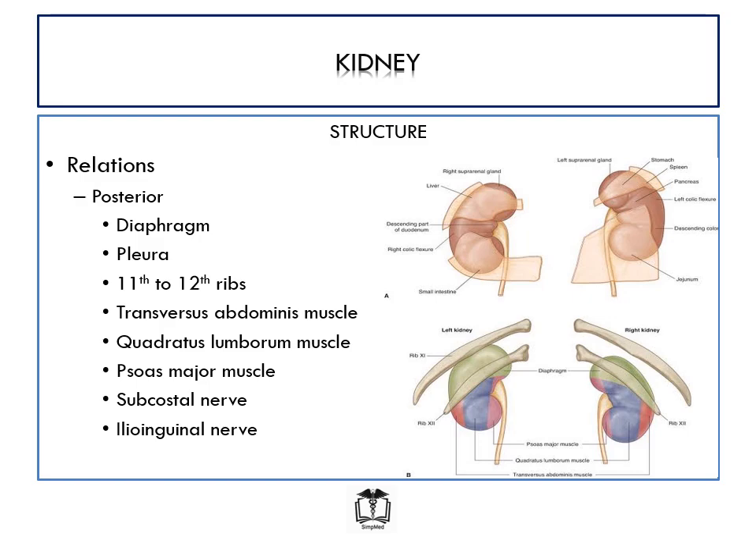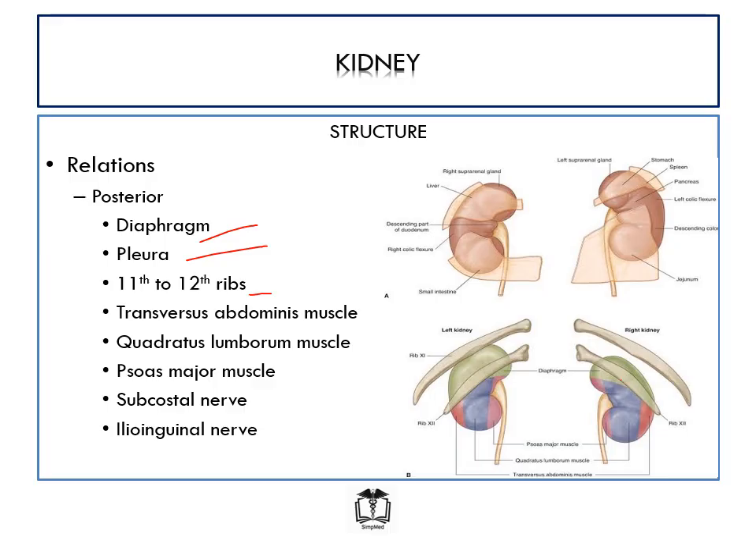Posteriorly, we have structures related to both kidneys. This includes the diaphragm, the pleural membrane, and the 11th to 12th ribs. Although for the left kidney, because it is higher up compared to the right kidney, we have the 11th and 12th rib related to the posterior surface of the left kidney. But for the right kidney, we have just the 12th rib related to the posterior surface of the right kidney.